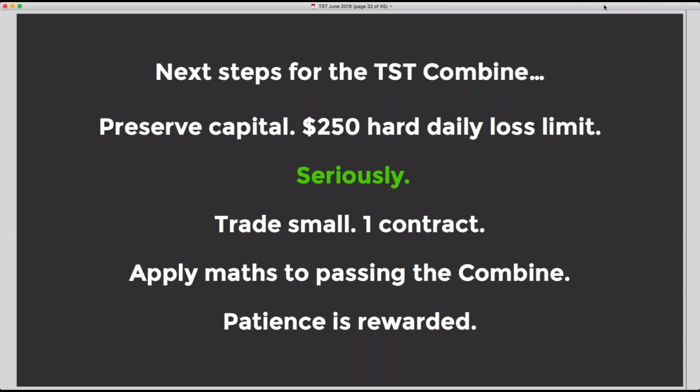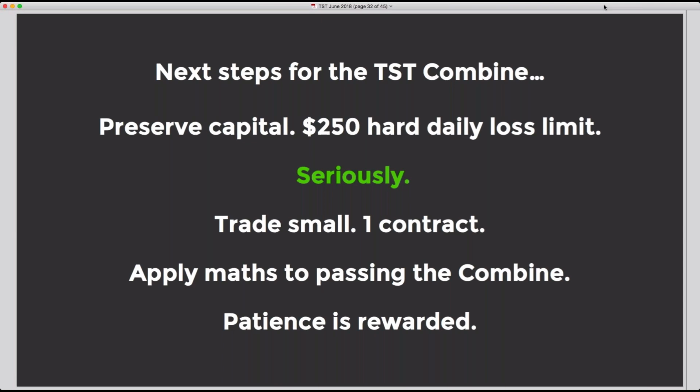You also need to apply maths to passing the combine. And I'll show you now from some examples that our patience is rewarded. Patience and our own self-discipline is one of the hardest things to crack. And no end of presentations can really help you on this. It's up to you to learn that patience and discipline.